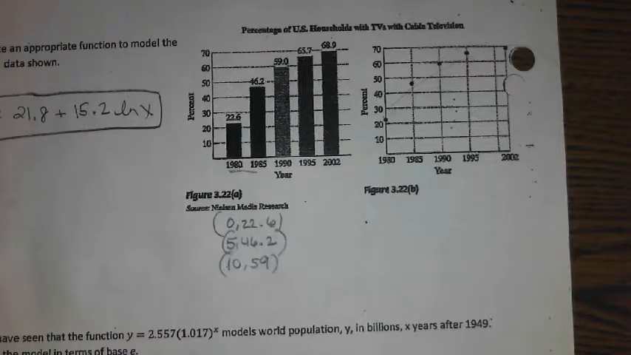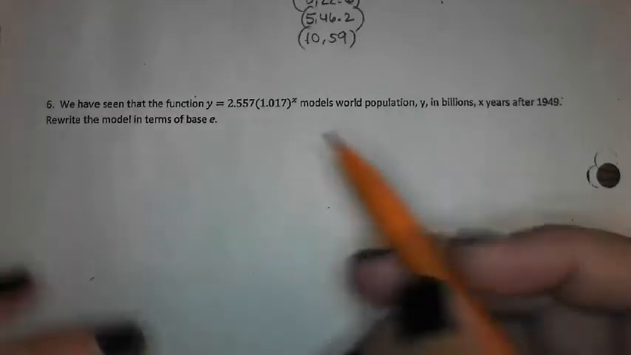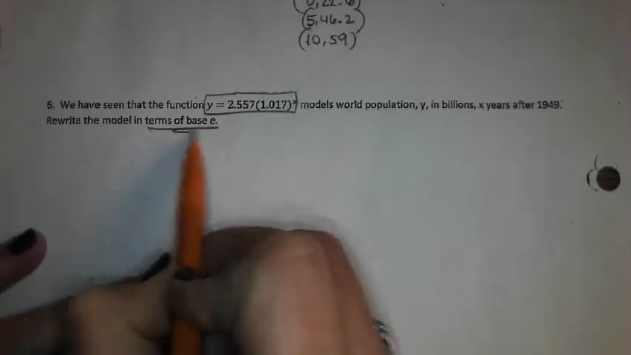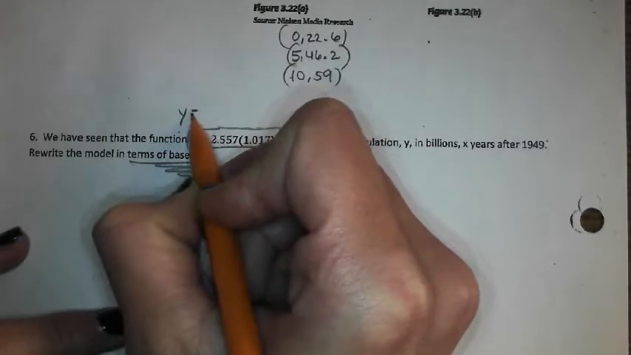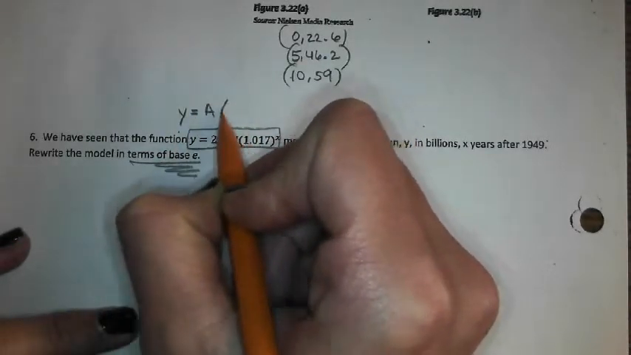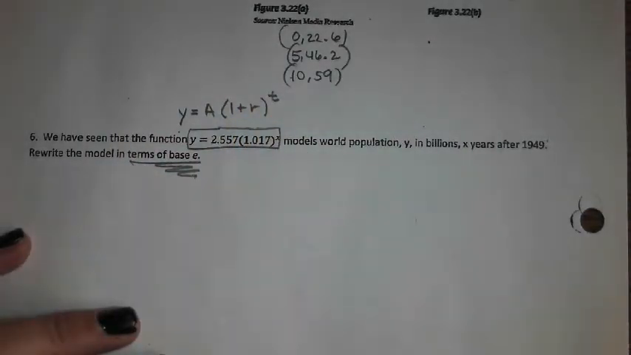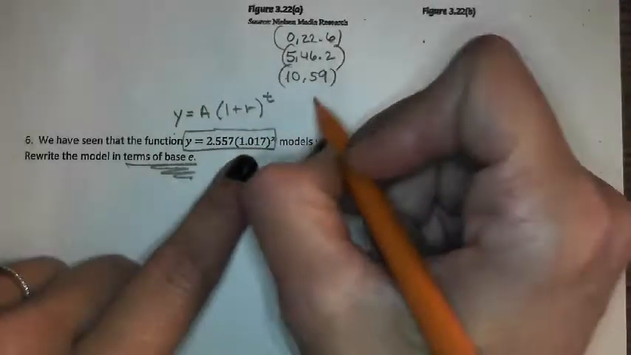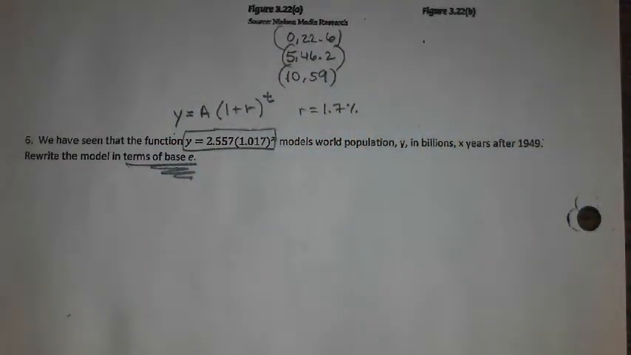Okay? All right, number 6. You're going to get to something like this on your homework. And we're going to rewrite this model in terms of base E. So currently, it is in this format that you will remember from last year. Do you remember last year when you did, I don't know what variables Mrs. Zagai used, but you kind of did something like this? Remember that? So according to that model, what is the rate of growth here? 1.7%, okay? And that truly is the rate of growth of whatever this thing is, world population.